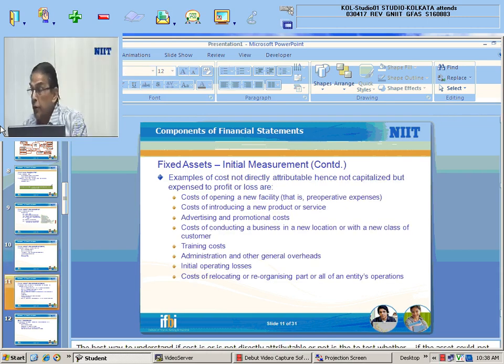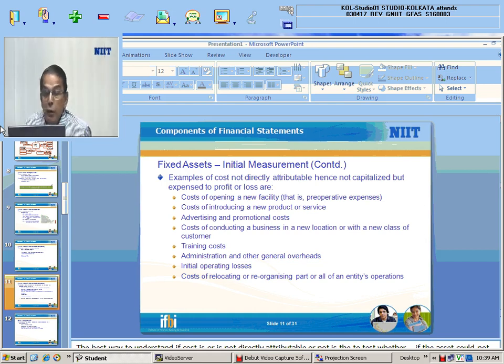Examples I am giving also of costs which are not directly attributable, so they will not be added in the initial measurement of that asset. So examples of costs not directly attributable and hence not capitalized, those costs will be expensed to the profit and loss account. Since these are not capitalized, they are not added to the initial measurement of that item of property, plant and equipment, so they will be shown as operating expenditure and expensed to the profit and loss account.